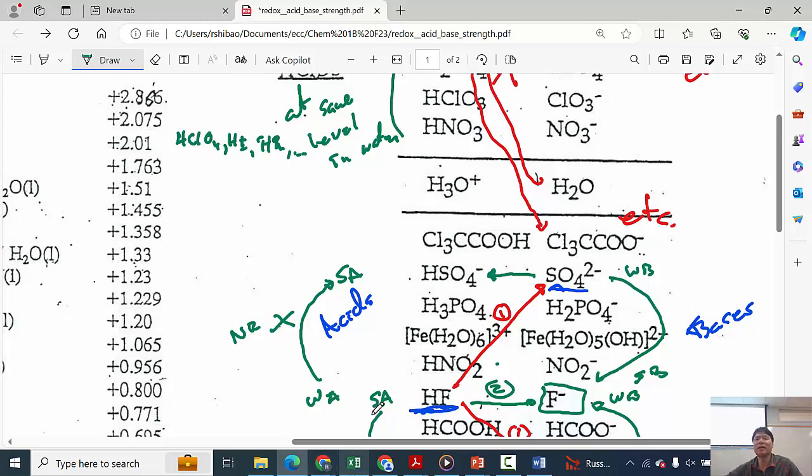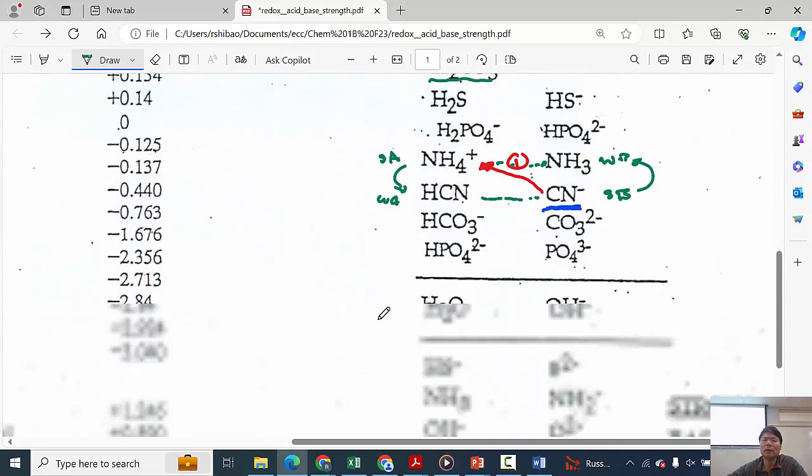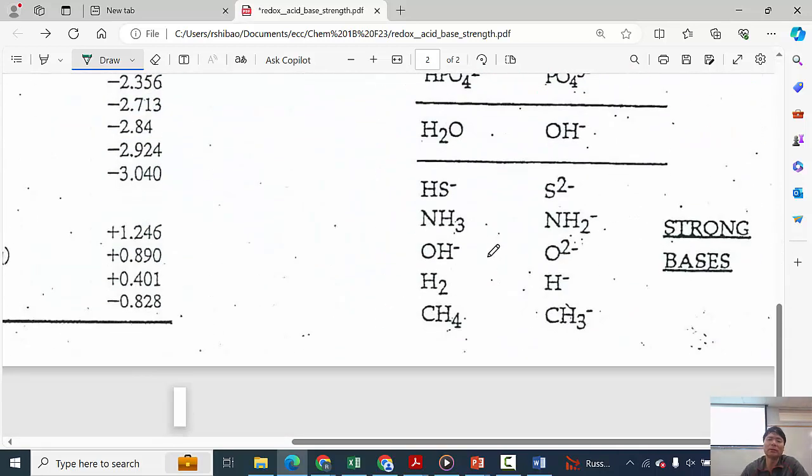This is different than in metathesis. In metathesis, we react to completion. And so I'll make a little footnote here. These are Bronsted acid-base reactions.